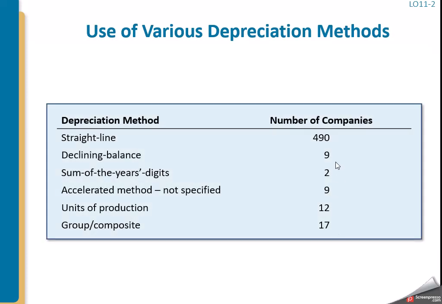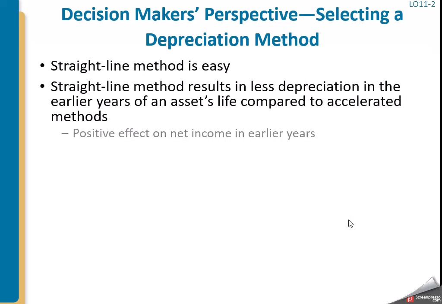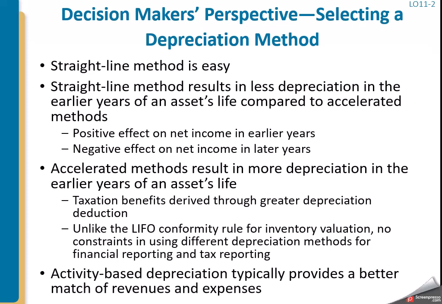So then this again shows you how much more common. So like I said, literally nobody uses the sum of the year's digits, but almost everybody uses straight line. And then units of production would be next. Now we'll talk about the group and composite. Instead of doing individual assets, you group them by what type of assets they are, which does seem like it would be a little bit simplified. So I can see why some companies choose to do that.